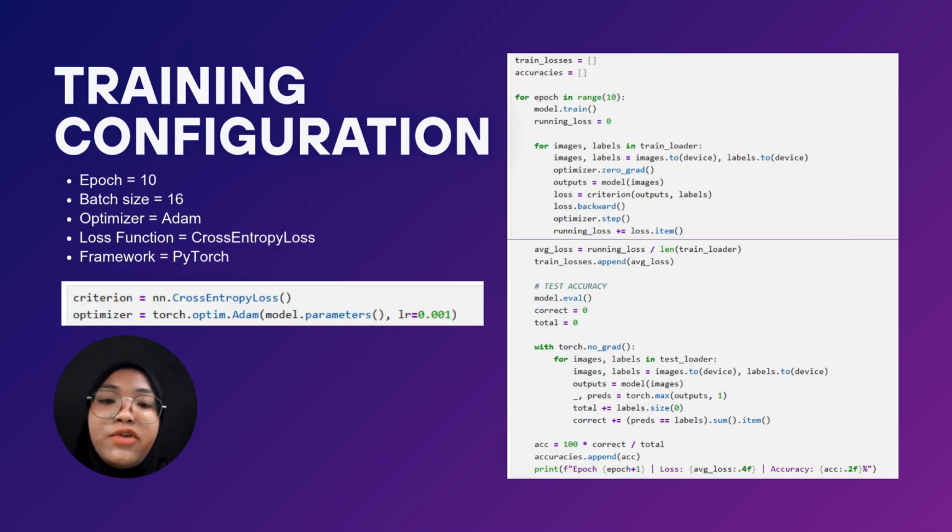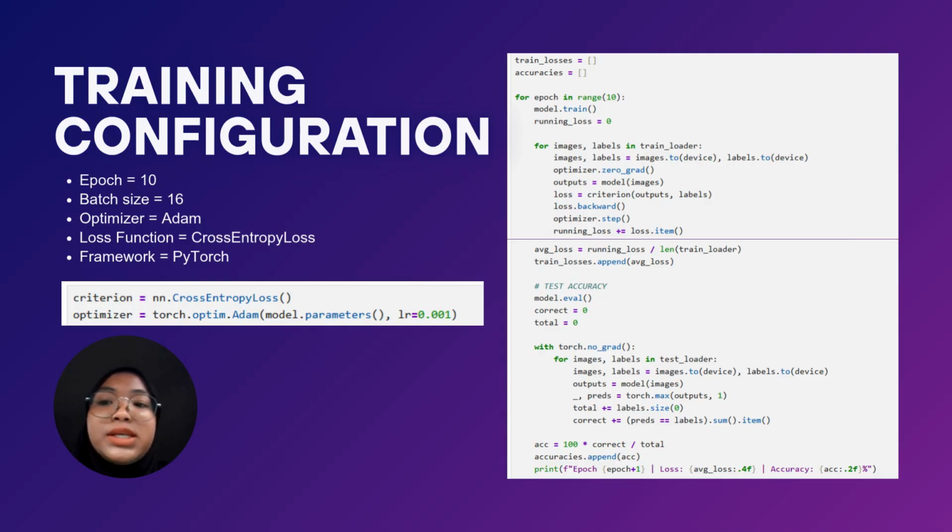Next, for the training configuration, the model training process was configured using a set of optimizer and hyperparameters to ensure effective learning and good performance. The training was conducted for a total of 10 epochs, which means the model was trained through the entire dataset 10 times to gradually improve its learning ability. A batch size of 16 was used.